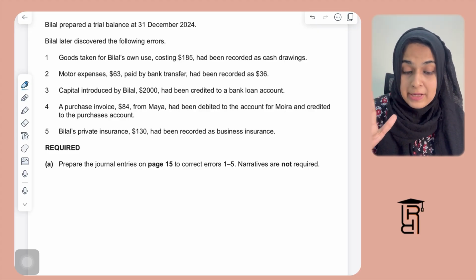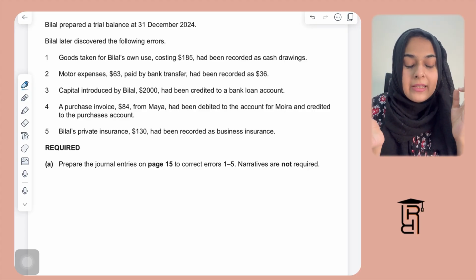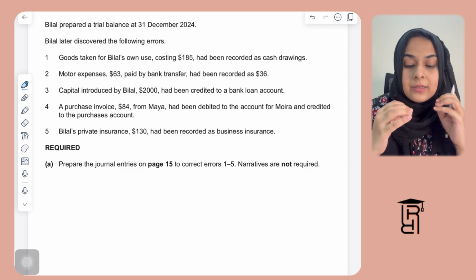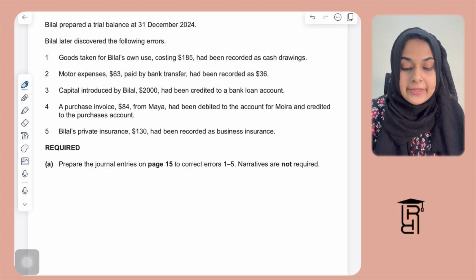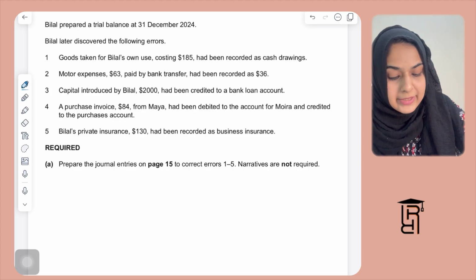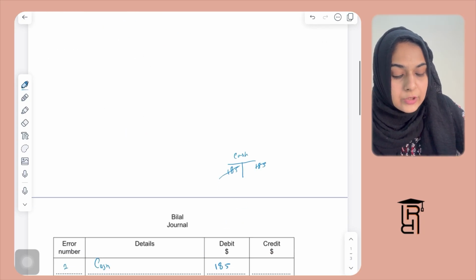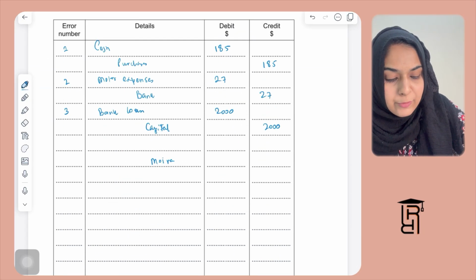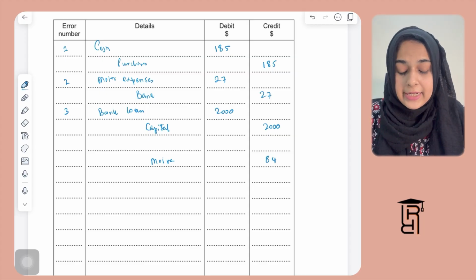We bought the goods from Maya, but we actually reversed the purchases entry also. So in this case, purchases must have been debited and Maya must have been credited, but what they did was they debited Moira and they credited purchases, right? So you need to credit Moira once so that you remove it from Moira's account. So I credit Moira and I write here 84.